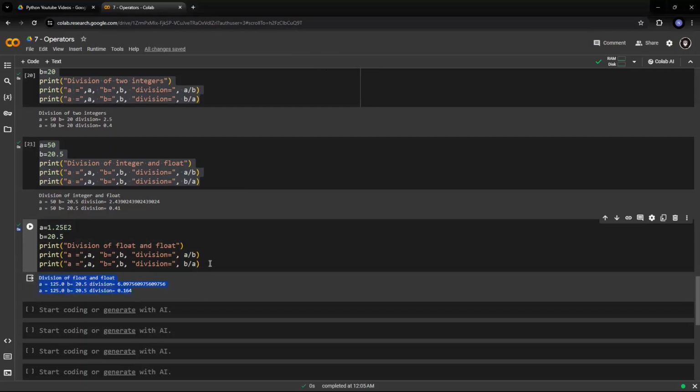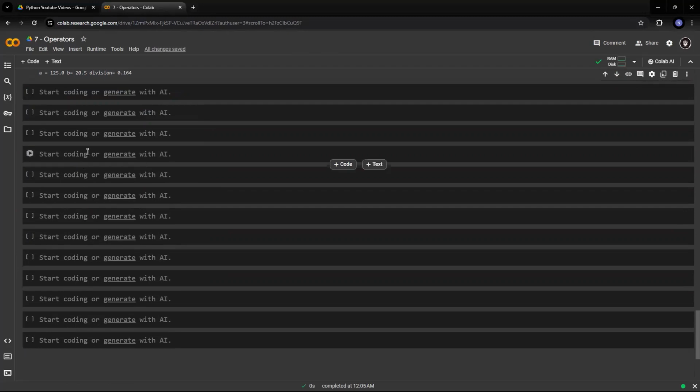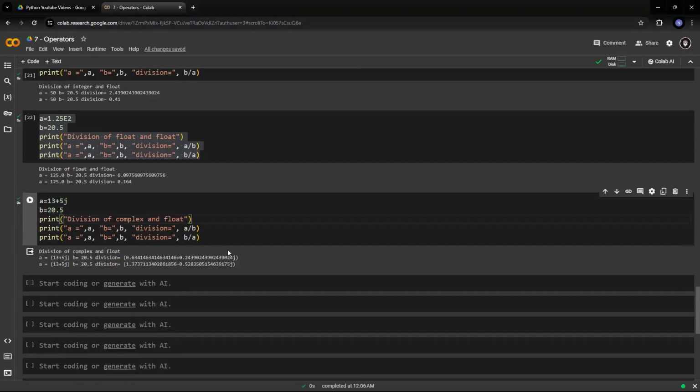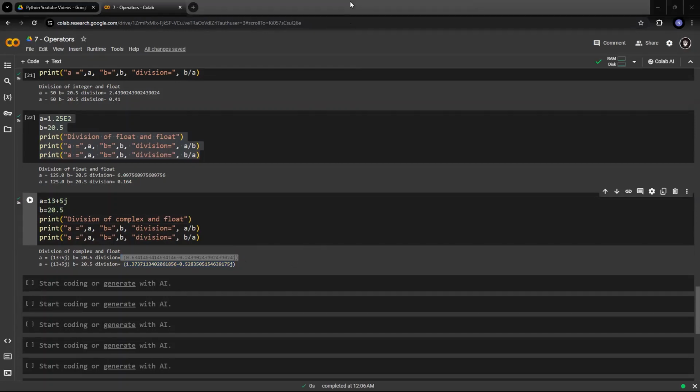Now let's try to have a complex number. If I try to divide a complex number, I make A a complex number, 13 plus 5j. So 13 is the real part, 5j is the imaginary part, and 20.5 is a numeric float. So you are dividing a complex number by a float. It will always result in a complex output, because both parts will automatically turn into complex as per the theory we have seen earlier.